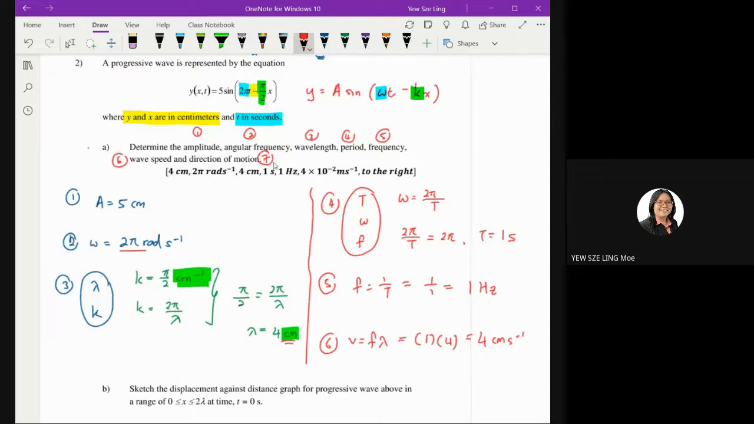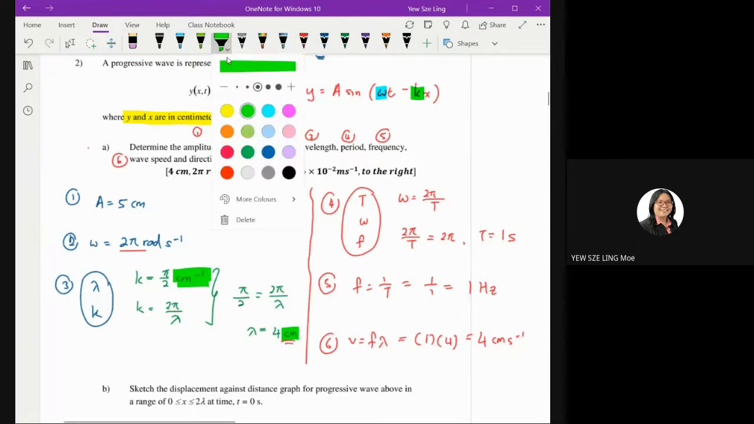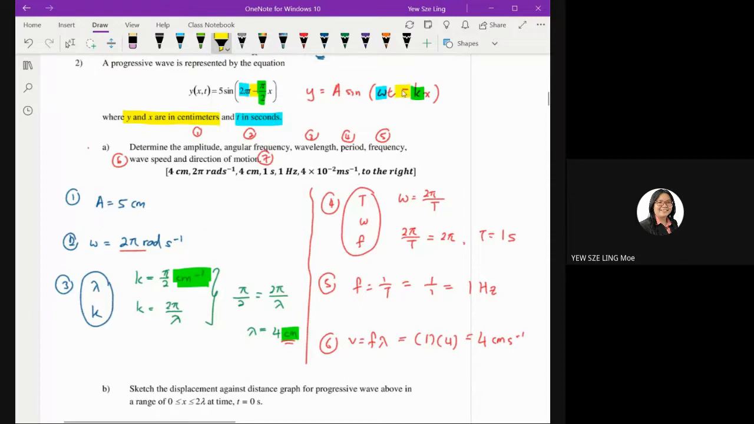And then how about the direction? Well, because you have a negative sign in your equation, if you remember, negative means to the right. This is just for the wave motion. So negative in the equation means to the right, positive means to the left. Therefore, according to the equation given, you have a negative sign here. So the answer is to the right, because of the negative sign.